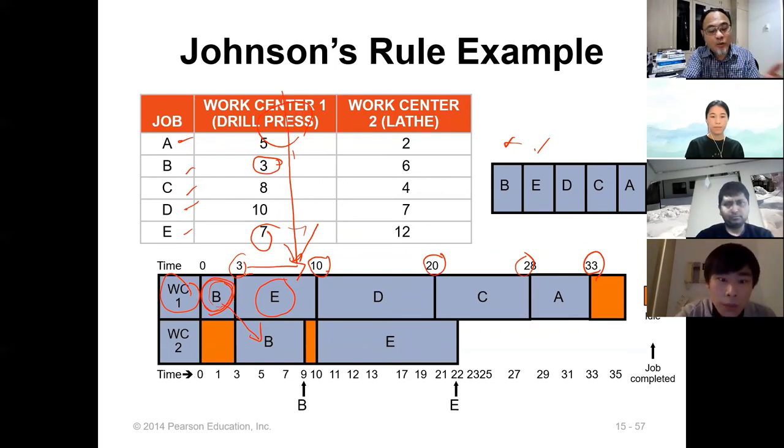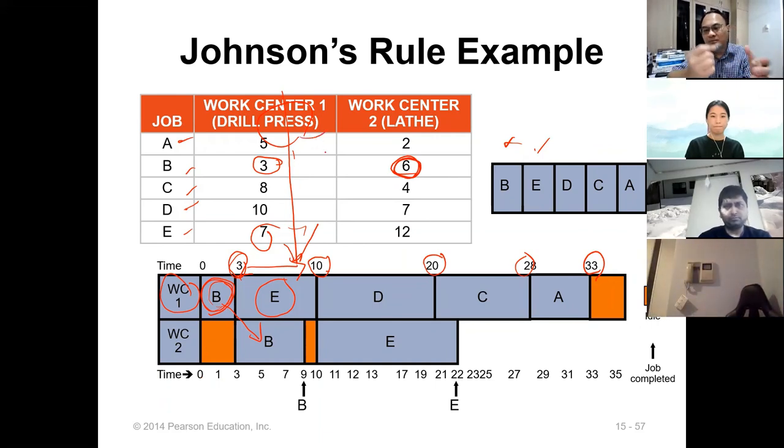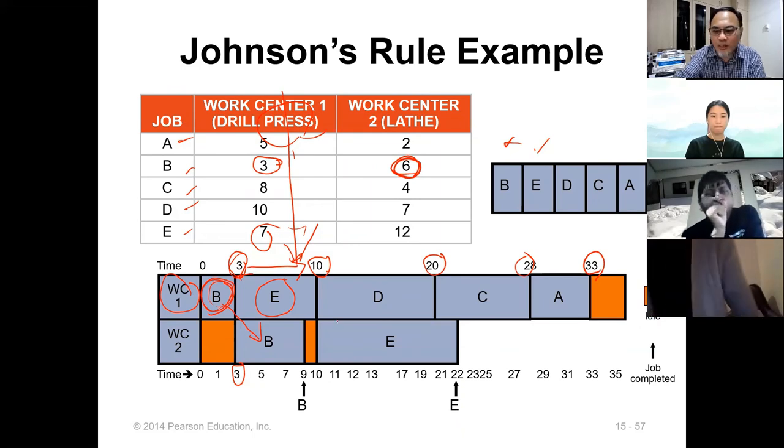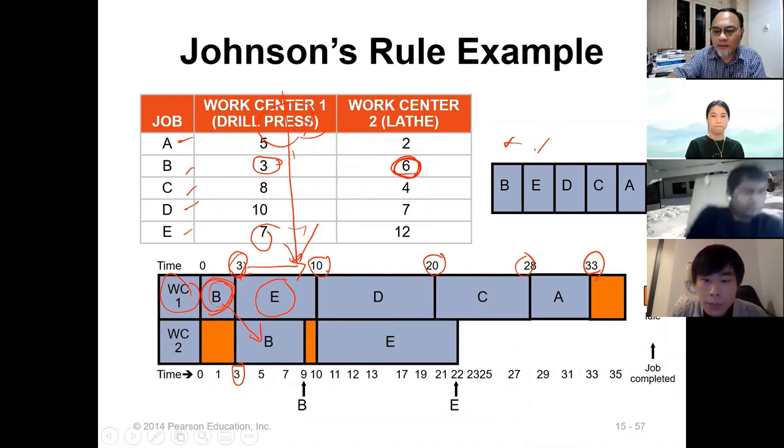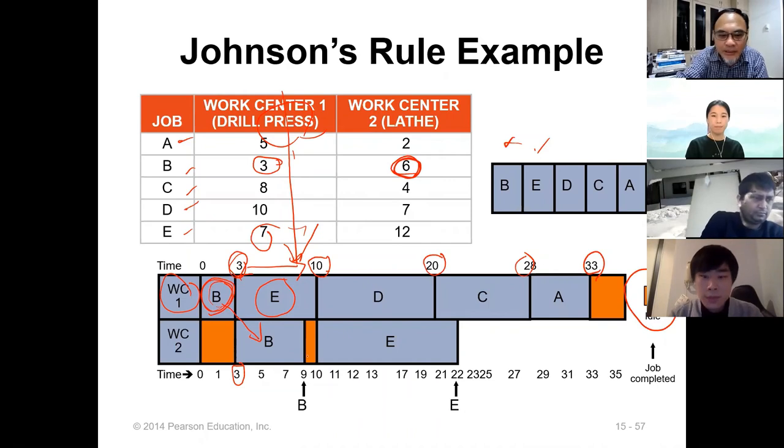At work center one, completed at time 3. Can you start at work center two, which requires 6 hours, from time 0? You cannot. It's impossible. You haven't completed the drill. You haven't completed this part of the drill. So you can only start at time 3 for B. Okay. Same thing for E. Of course, this is what we call idle time. Idle means the machine is not doing anything. Okay, the machine is not doing anything, right?